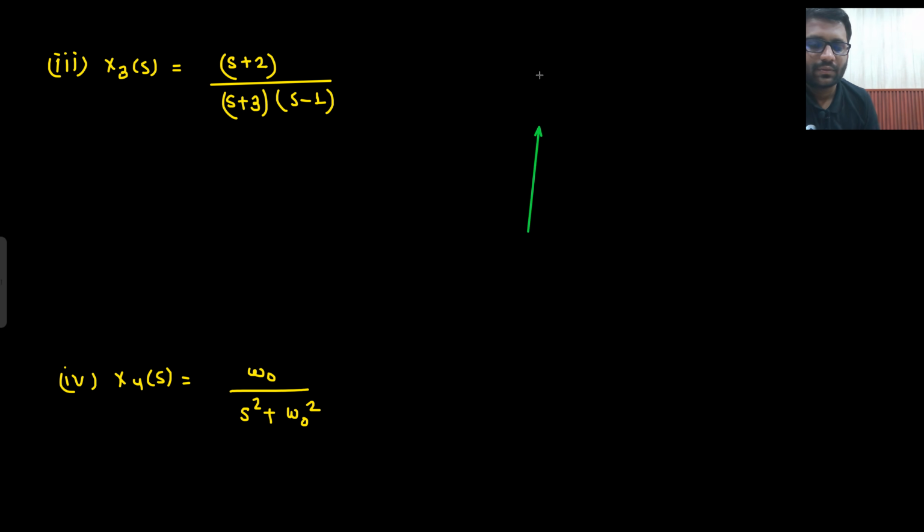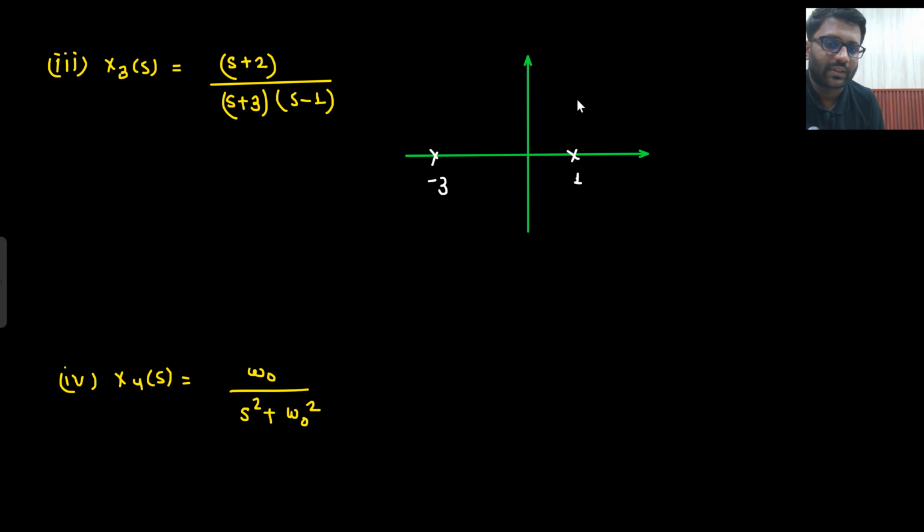Pole 0. So in case of initial value theorem, you will see proper, improper. But in case of final value theorem, you don't need to see proper, improper, you just make the pole 0. So one pole is at 1, another pole is at minus 3. Not accepted. That means final value theorem is not applicable and the final value is undefined.